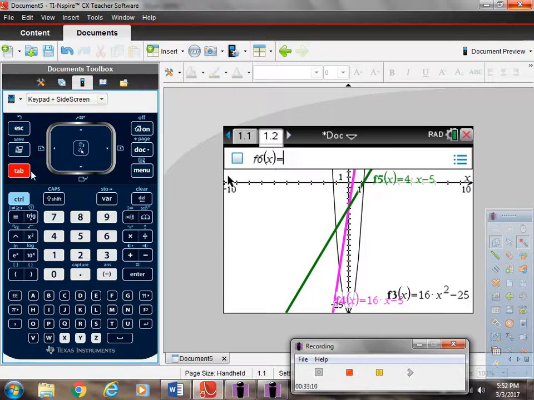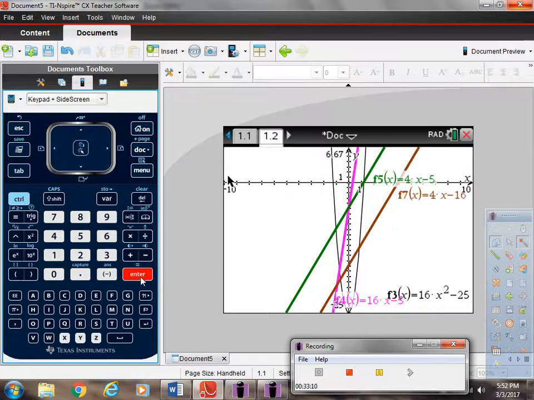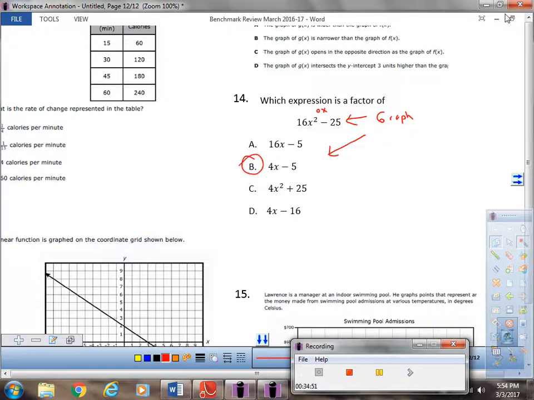If you try the other answer choices, you'll see that this one's not even a line. It's like another quadratic, so I don't even see it there. And then 4x minus 16, you see the line's going over here. It's got to go through those zeros. Okay, that's how you can find the answer to this one. So the correct answer there was B. So again, graph, and then find the line that goes through a zero.